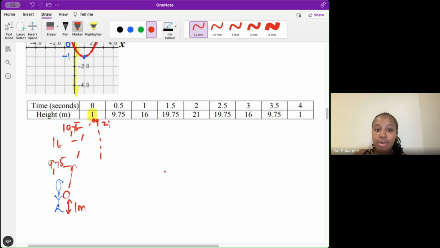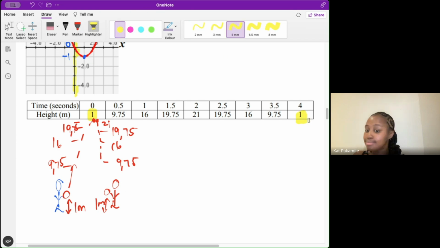All right. After the highest point your ball can reach, it starts coming back down. So then it's back at 19,75. Then it's back down to 16. Then it's back down to 9,75. And let's say you've moved and now you're standing here or your friend is there and they catch it again. And the ball once again will be 1 meter above the ground. Okay. So everyone looking to do physics next year, this is what you're going to be doing.